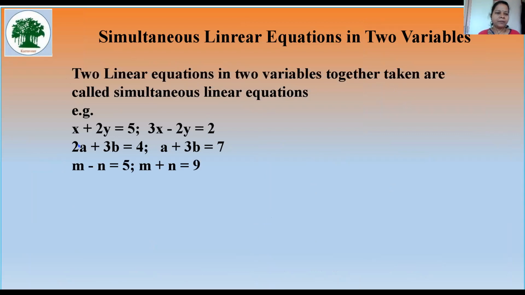For example, the first simultaneous linear equation is x plus 2y is equal to 5 and 3x minus 2y is equal to 2. This is a simultaneous equation. Second, 2a plus 3b is equal to 4 and a plus 3b is equal to 7 is another simultaneous equation. And so on. We can write m minus n is equal to 5 and m plus n is equal to 9. This is also a simultaneous linear equation in two variables.